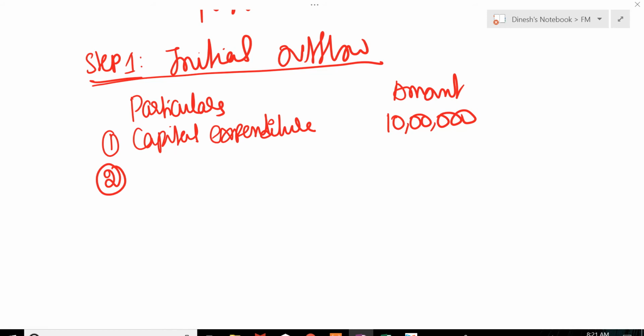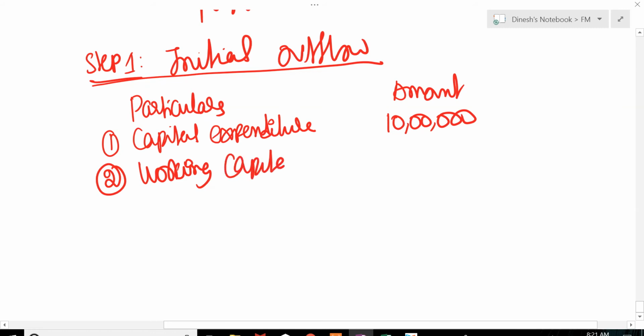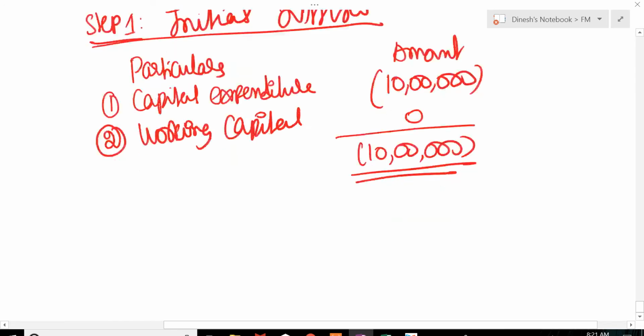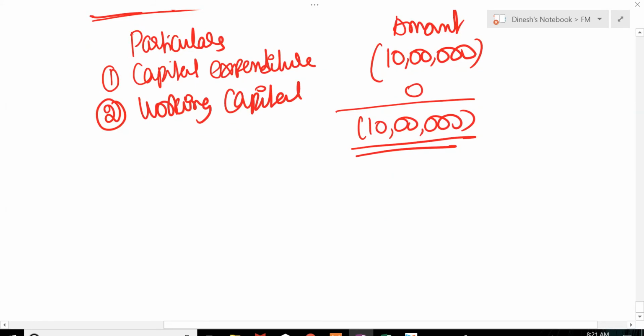Point number 2, working capital. I'll write it as a format. Some questions it will be there, some questions it may not be there. Sorry, your capital expenditure you have to put in brackets, okay? Initial outflow, capital expenditure 10 lakhs in brackets. Working capital? Any reference on working capital? No, 0. Capital expenditure is 10 lakhs, working capital is 0. Any doubts on this? Step 2, in between flows.